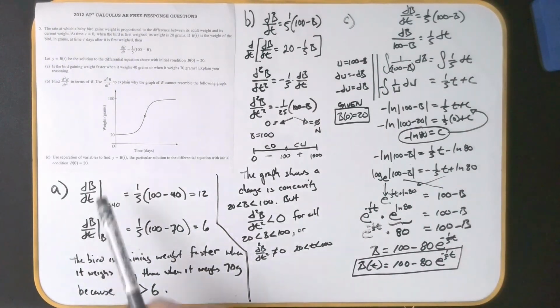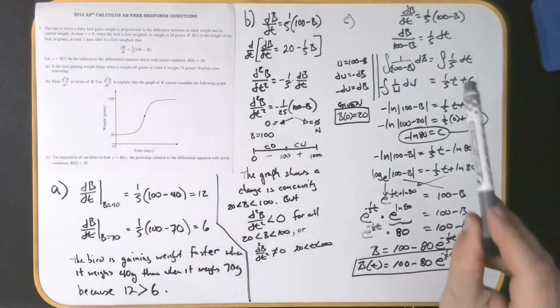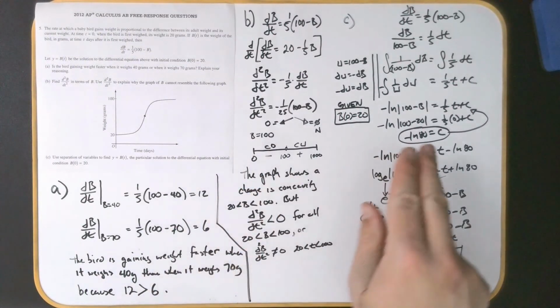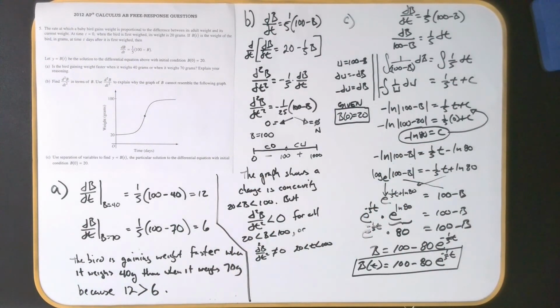So first one, compare your rate. Second one, second derivative, and third one, solve this. Okay, so 2, 2, and 5. So there they are. That is 2012, question number 5, differential equation.